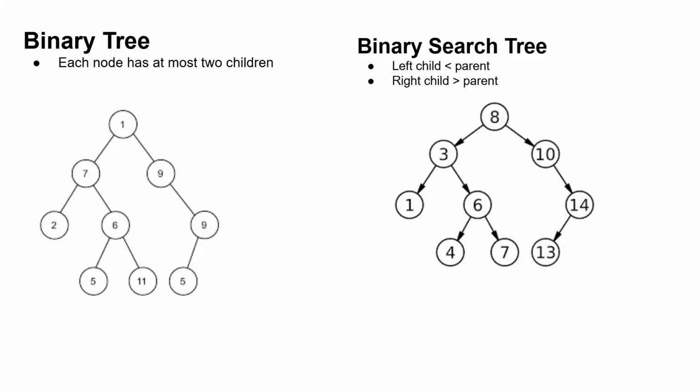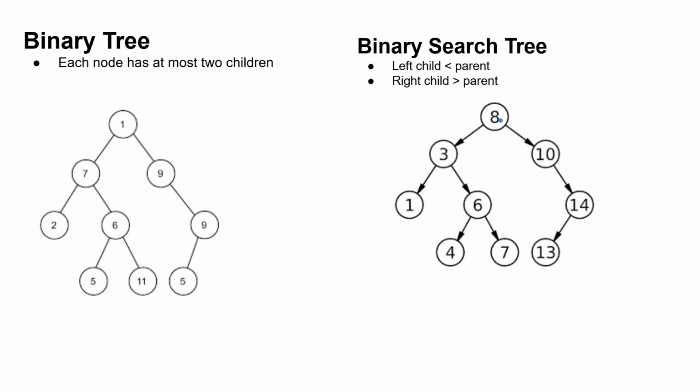Finally, when we introduce some constraints to our tree, we come up with different types, and the two most popular or common ones are the binary tree and the binary search tree. The binary tree simply constrains each node to having at most 2 children. So 1's left child and right child are 7 and 9, and it can have no more than that. The binary search tree builds upon this by introducing an additional constraint: the left child's value has to be less than the parent and the right child's value has to be greater than the parent.